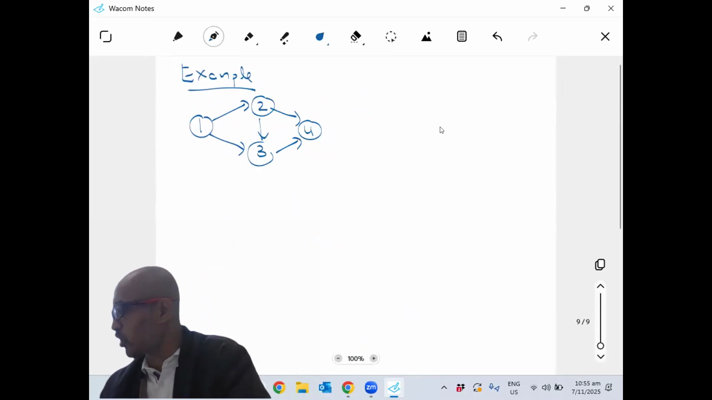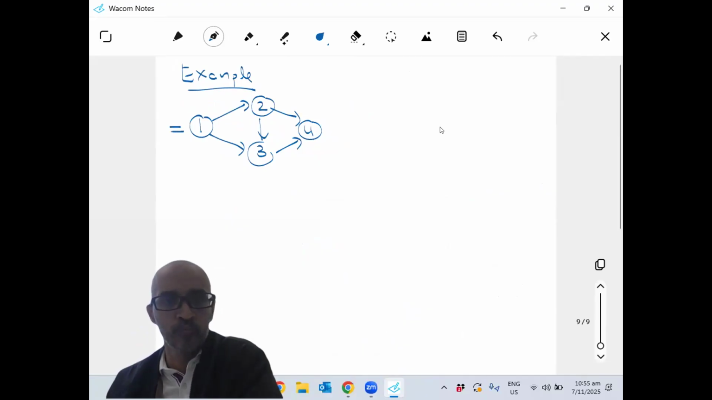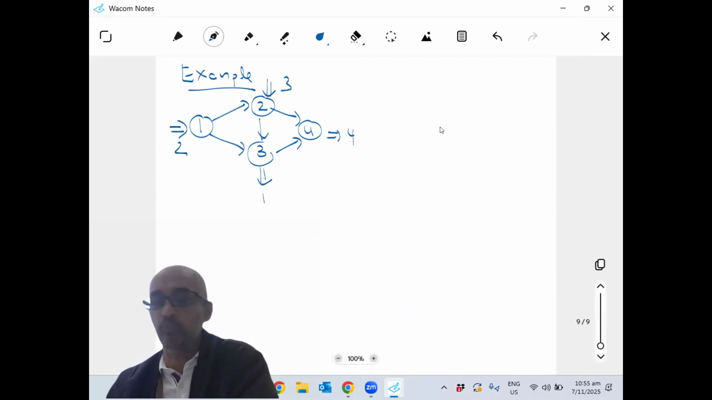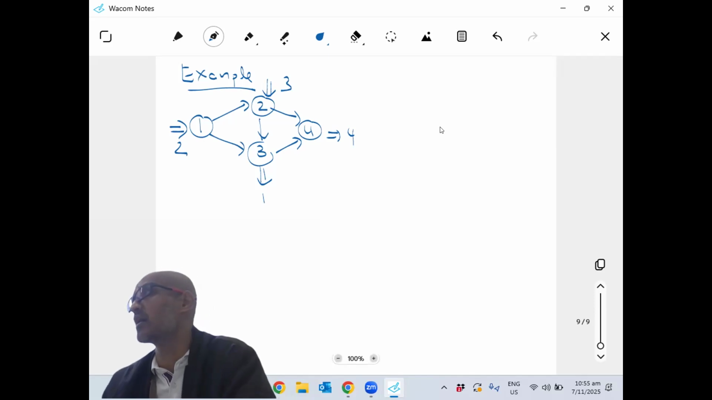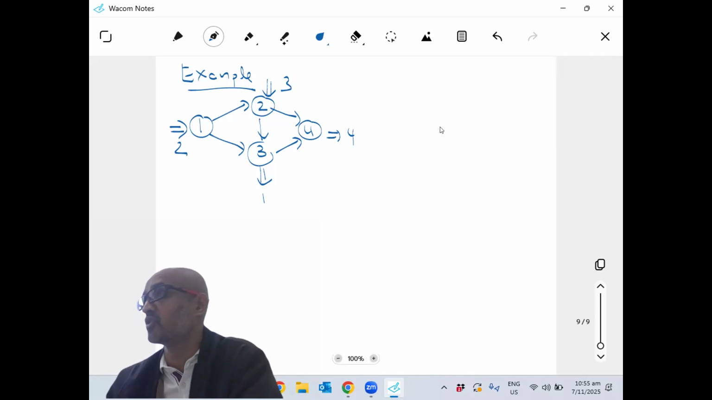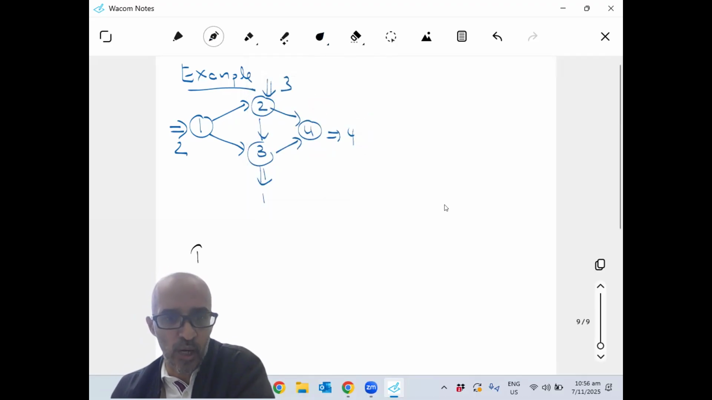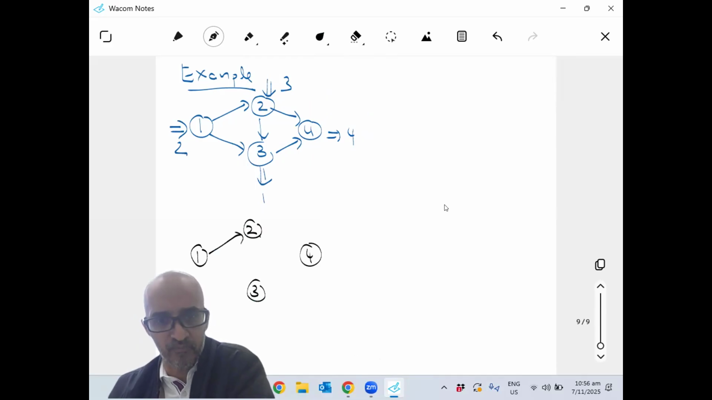So let's say there's a flow of 2 incoming, 3 incoming, 1 outgoing, and 4 outgoing. So that's 2 plus 3, 5, 1 plus 4, 5. That's a balanced graph. It's a connected graph, so I can think about spanning trees on this graph. Let's take one spanning tree: the first spanning tree, 1, 2, let's say 4 and 3. Let's take this spanning tree.